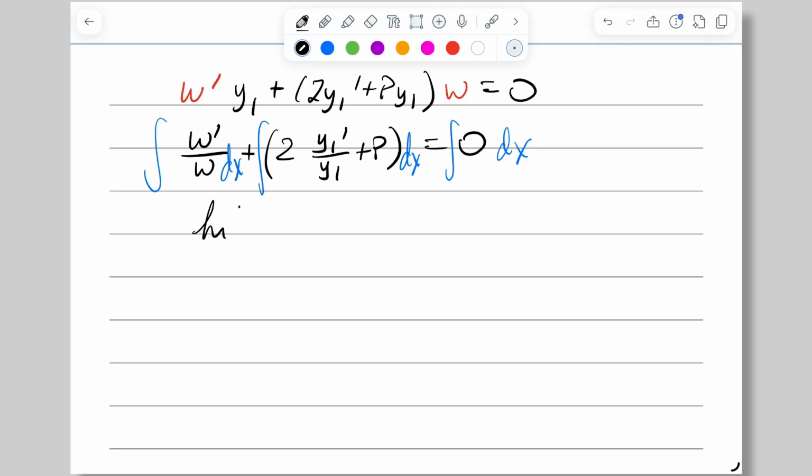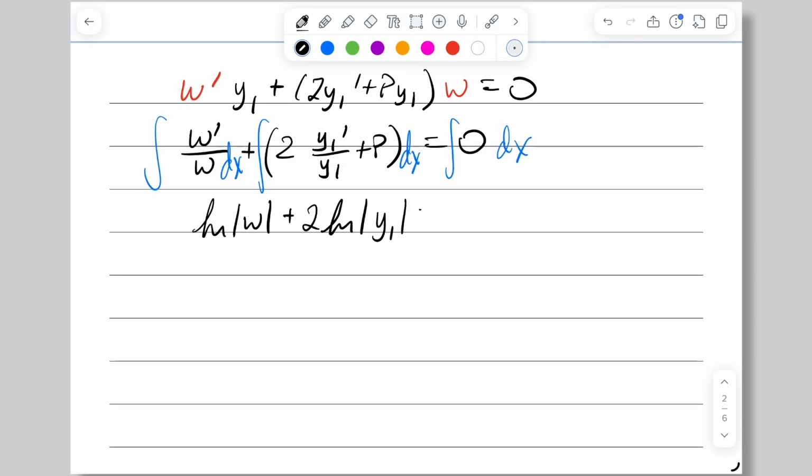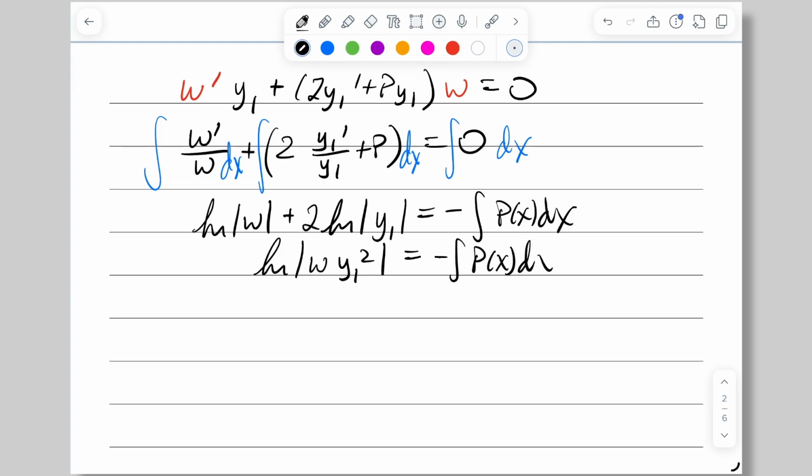And what we have is the natural log of the absolute value of W plus 2 times the natural log of the absolute value of Y1 equals the negative of the integral of P of x dx, where I've rolled what would have been the constant on the right-hand side into that integral of P of x. Now, using properties of logs, we have natural log absolute value of W y1 squared is equal to that negative integral P of x dx. And exponentiating both sides is going to give us W y1 squared is e to the negative integral P of x dx.